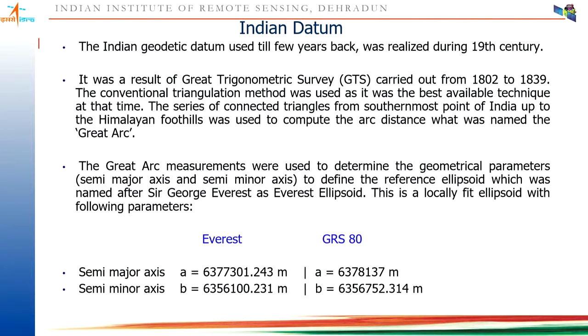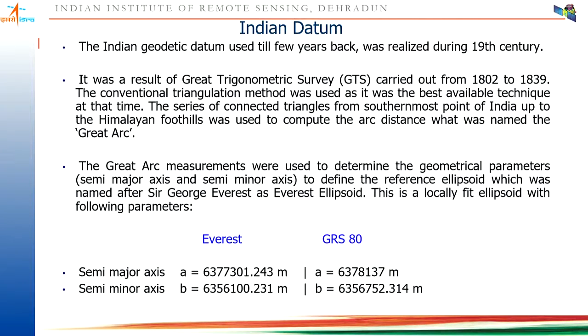This is a locally fit ellipsoid with the following parameters. Now, as I told you, the best fit ellipsoid takes the local information. So India also developed its local ellipsoid through the great trigonometric survey from 1802 to 1839. What we did was measure from Kanyakumari, the lower southern point, to the top peak, like Mount Everest.